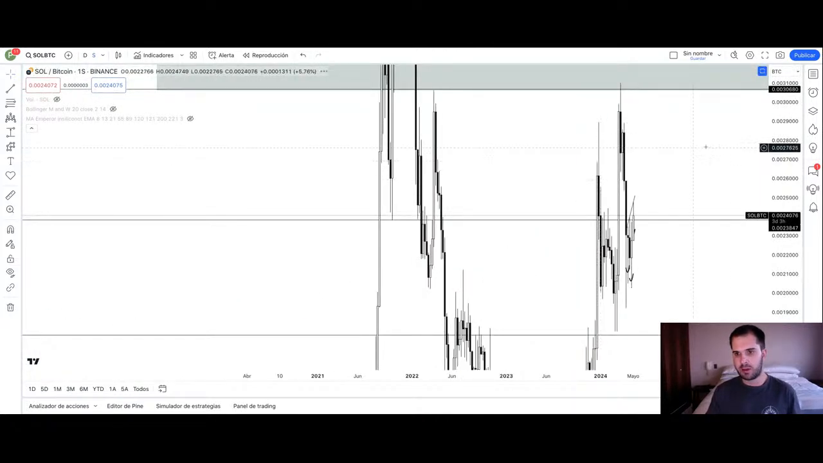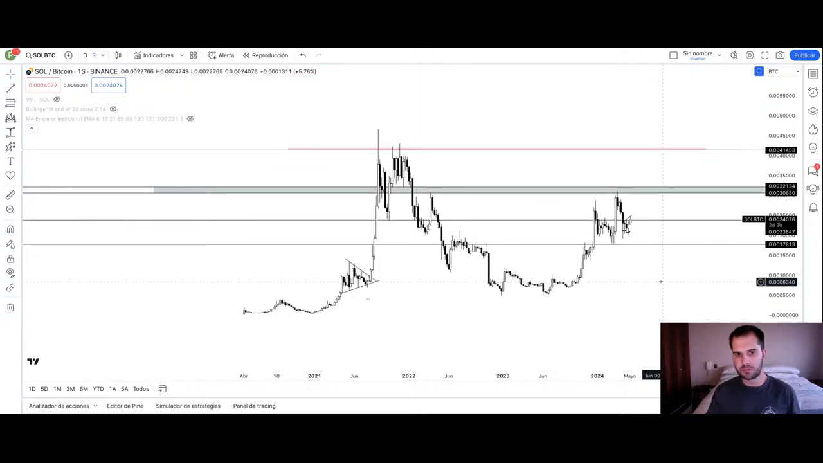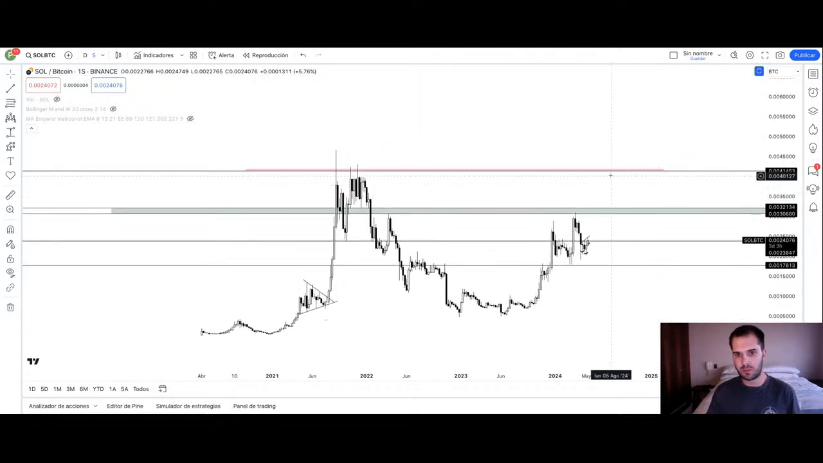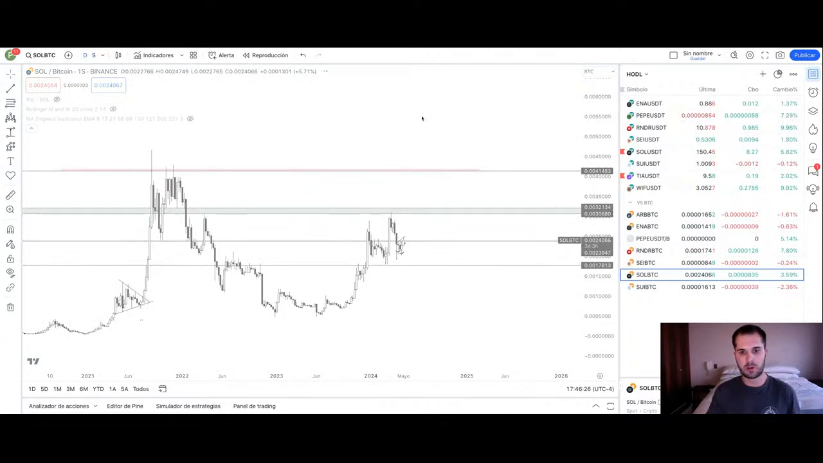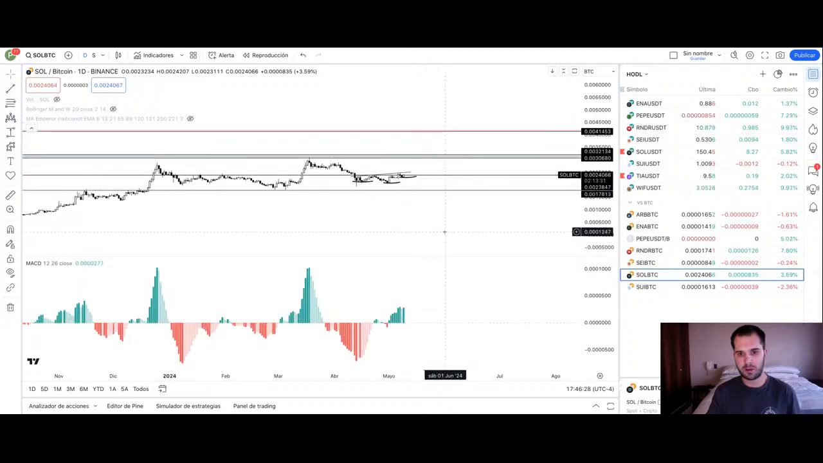If you turn on the weekly here, you can see that Solana may be on its way to higher prices. Okay, let's go back to the daily. Look at some other altcoins.